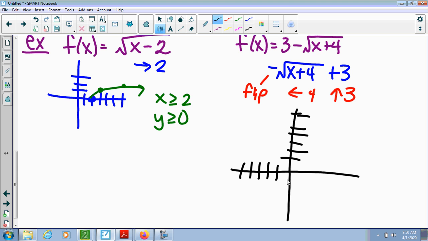Before I get my starting point, let me see. I've got to go left 4, up 3. Good. So normally I go over 1, up 1, over 4, up 2, but I'm going down instead. So over 1, down 1, because it was a flip upside down. Then over 4, 1, 2, 3, 4, down 2.